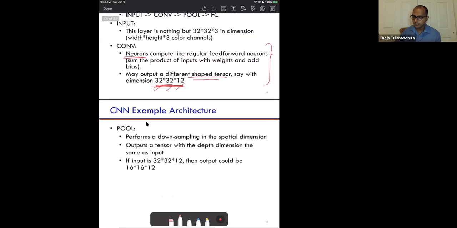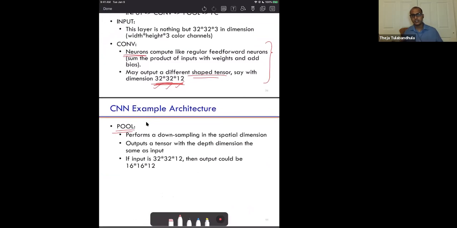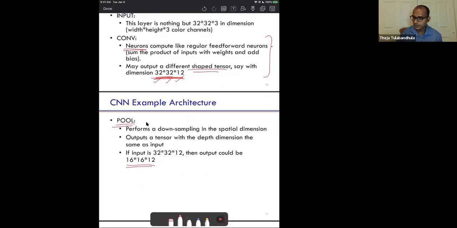Now the pool layer is another layer. It also should take a box as an input, which is the previous layer's output, and produce another box. So let's say the pool produces a box which is 16 times 16 times 12. So what does pool do? I'll explain the pool layer here itself. Pool layer's objective is to downsample the spatial dimensions.